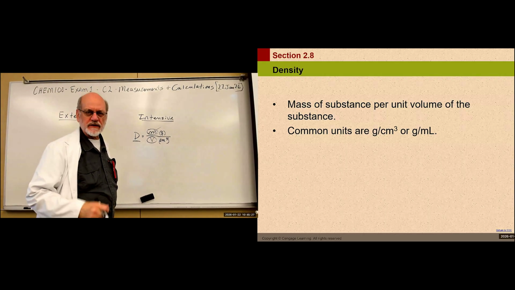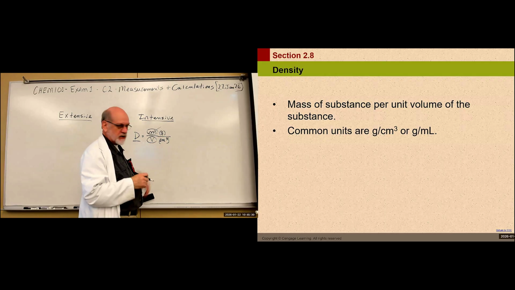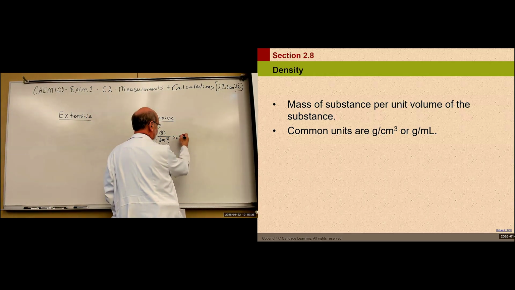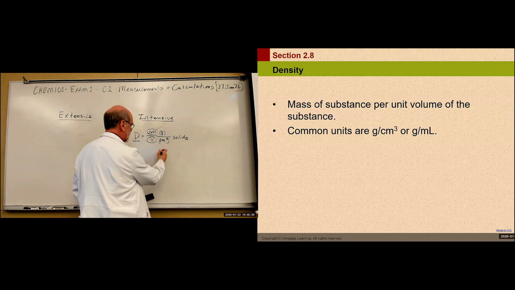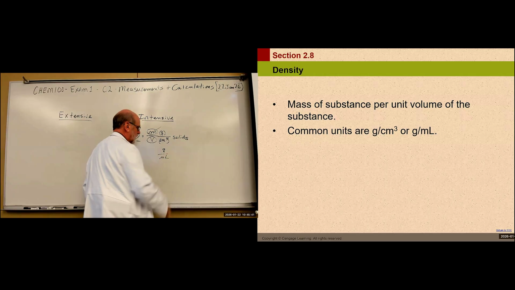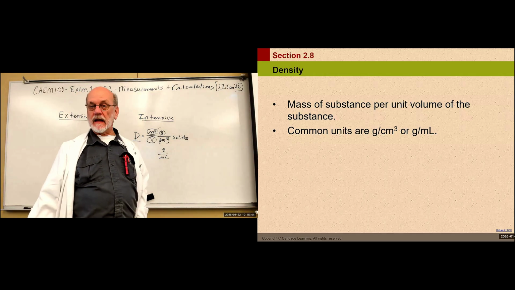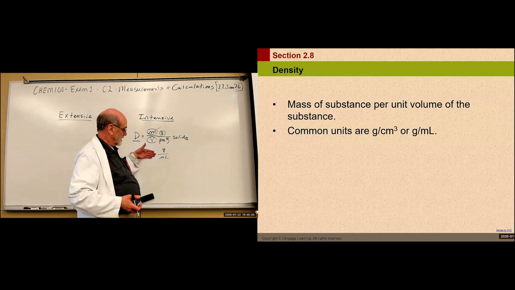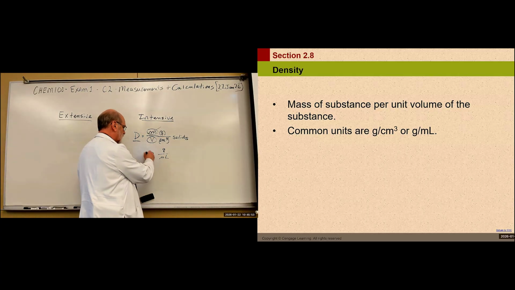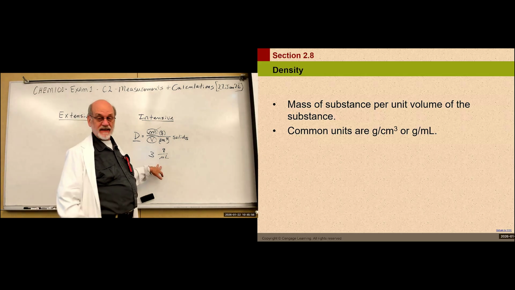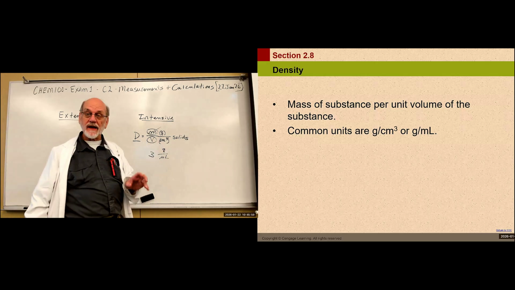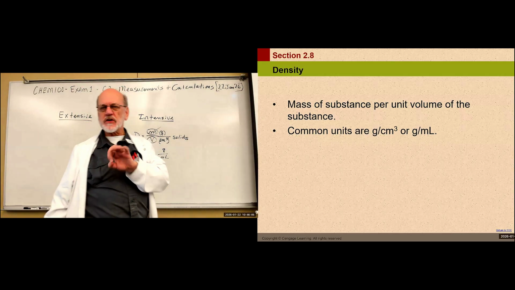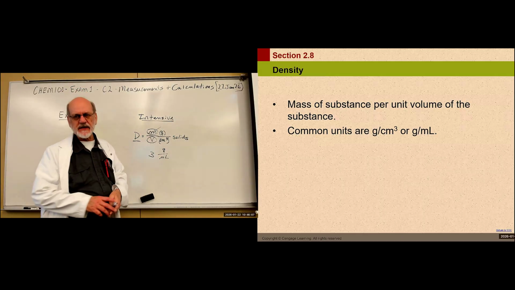Now, common units of measure for density are either grams per cubic centimeter, which is by convention for solids, or, for liquids, grams per milliliter. The number for any measurement of density, if we measure like 3 grams per milliliter, is exactly the same as grams per cubic centimeter. Why? Because 1 cubic centimeter equals 1 milliliter. So it's just convention. Right? It's the same number.